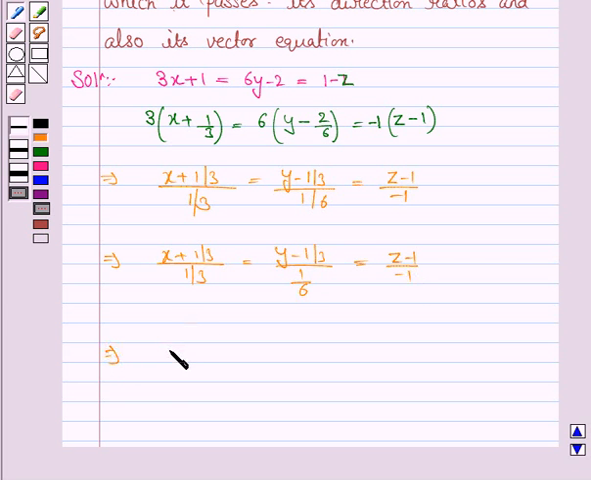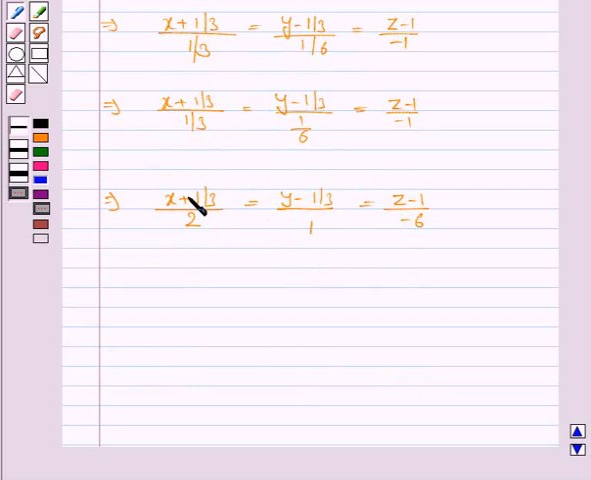Now again this can be written as (x plus 1/3) upon 2 is equal to (y minus 1/3) upon 1 is equal to (z minus 1) upon minus 6. This is by multiplying all the denominators by 6. Now the direction ratios of the line are 2, 1, minus 6.